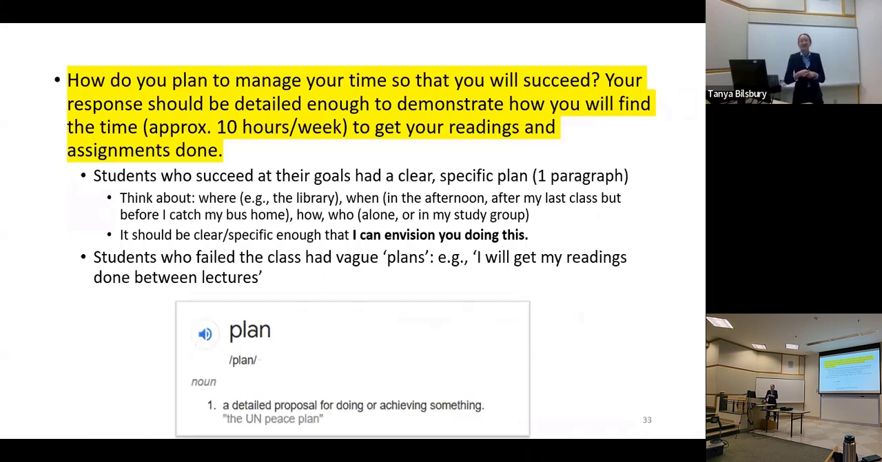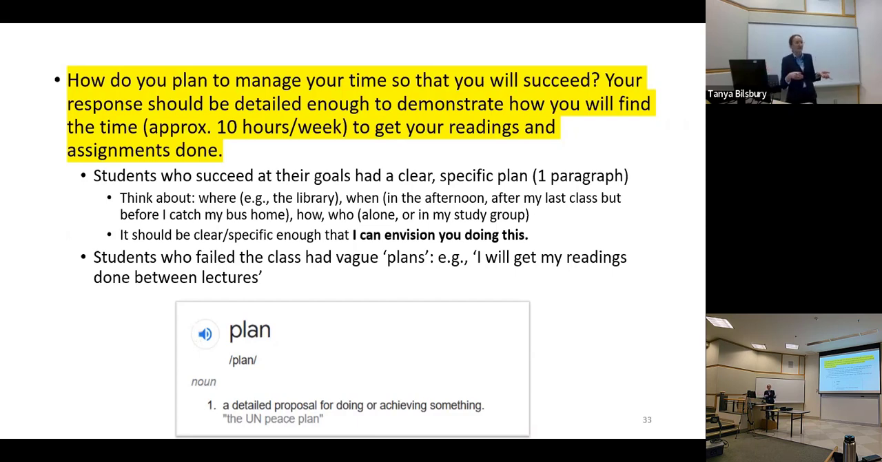The next question is the most important one in terms of achieving your goal. How do you plan to manage your time so that you'll succeed? So the rule of thumb for how many hours a week you should be spending on each of your courses is 10 hours a week. So tell me what that's going to look like. How are you going to find that?